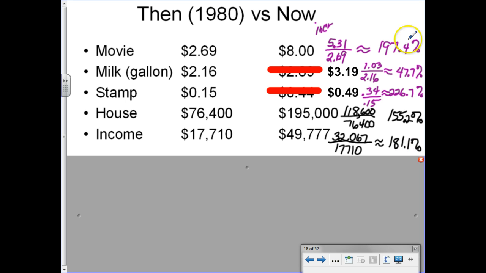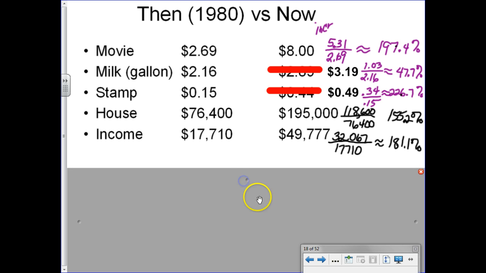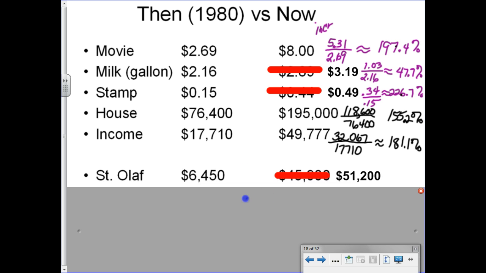When you do that, and then multiply by 100 again, you'll get approximately 181.1%. Notice how most of these are well over 100%, many of them pushing to around 200%. But this is the one that I really wanted to talk to you about and give you a real eye-opener.